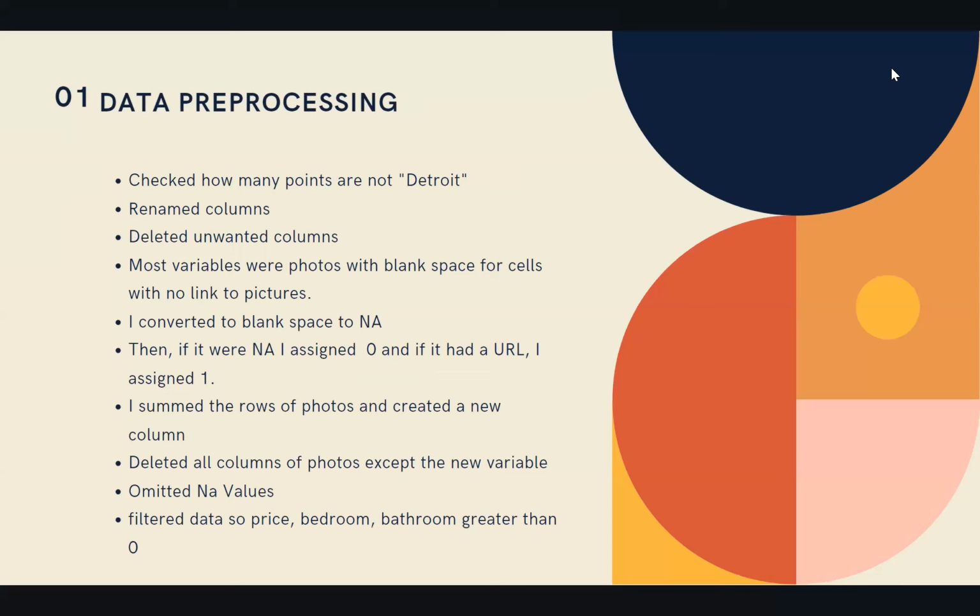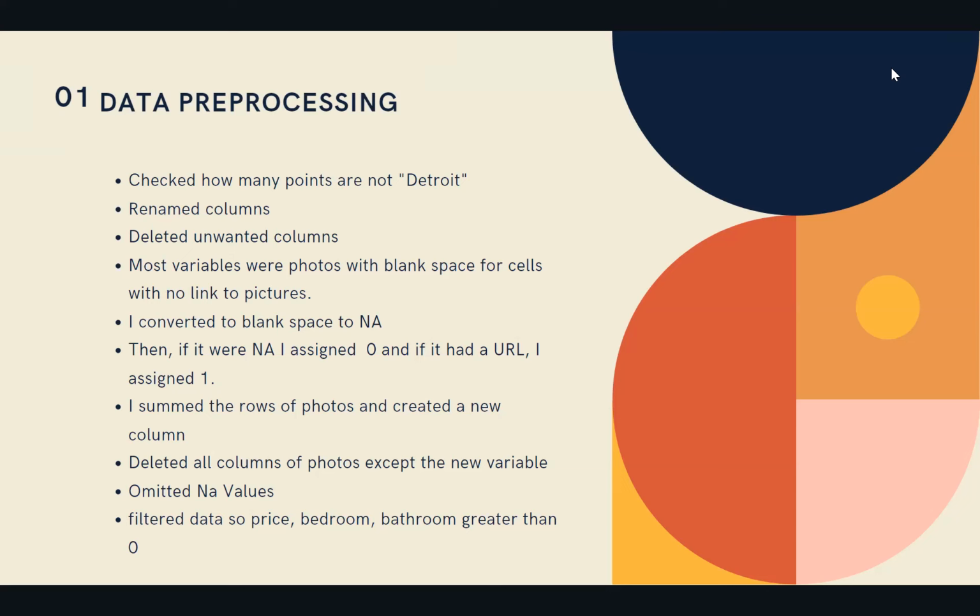Data processing took a lot of time for me. First I started by looking at the data, and I had some points that are not in Detroit, so I checked for those and removed them. Then I renamed some columns, and because I had unwanted columns, like columns with no input or the address, I deleted those columns. You might be wondering why I have so many variables. It's because I had numerous variables named photos, and these variables had either links or blank cells.